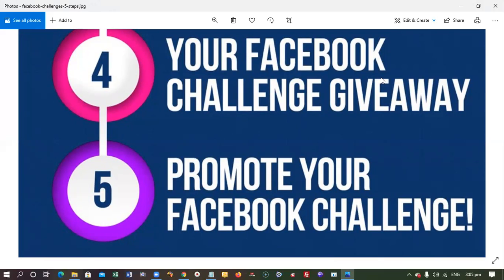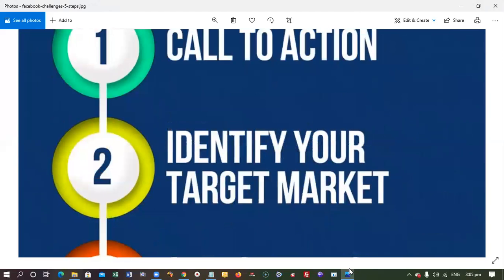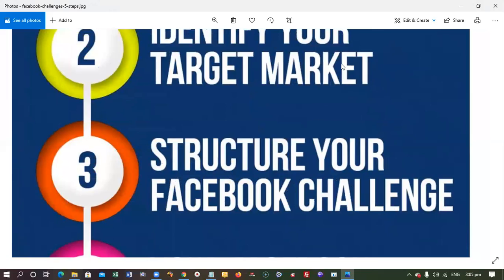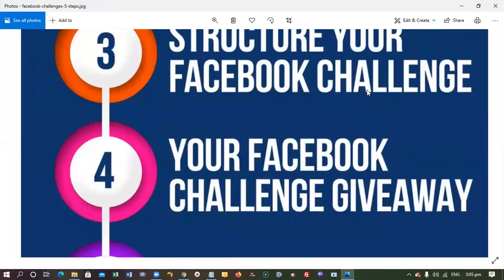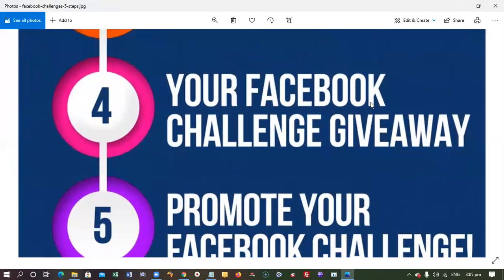So these are the 5 steps you need to go through when you want to organize your own Facebook challenge. The first is, have the call to action. Understand what you want to achieve with the challenge. That is the first thing. The second is, then identify your target market, and then structure your Facebook challenge. Very important. Now, what is your giveaway? What you want to give to people at the end? And lastly, promote your challenge.